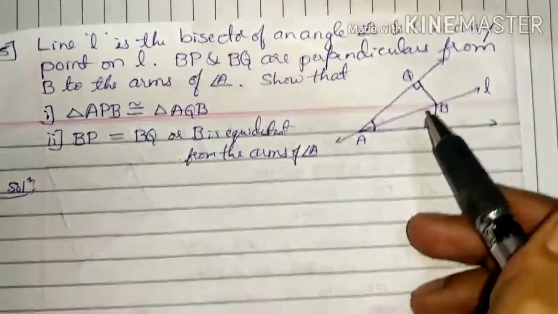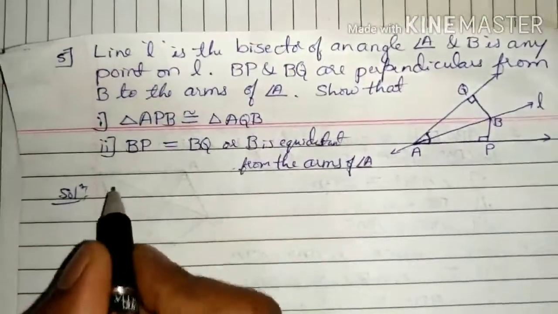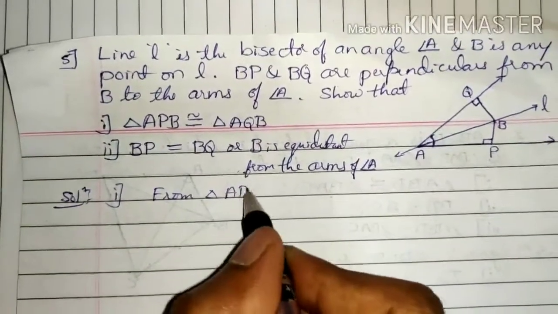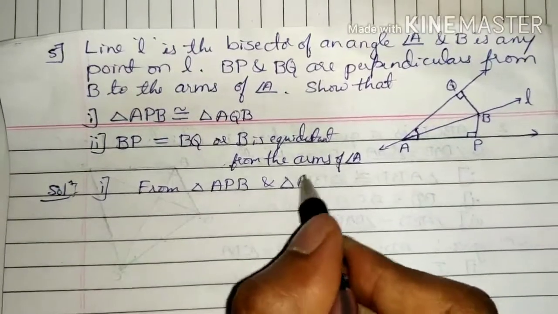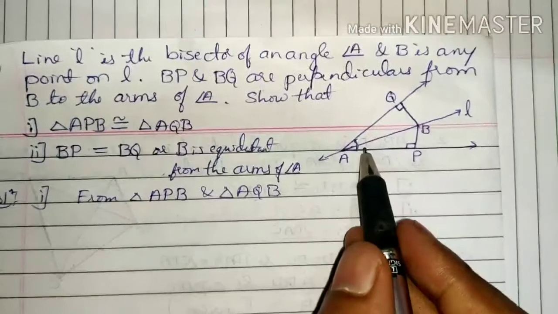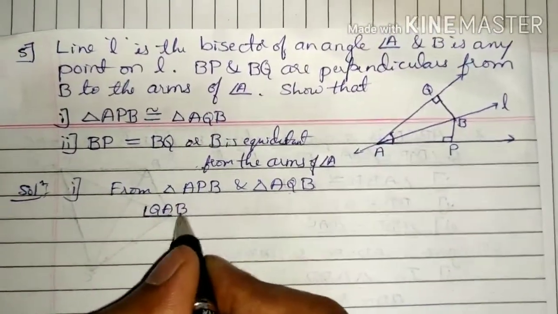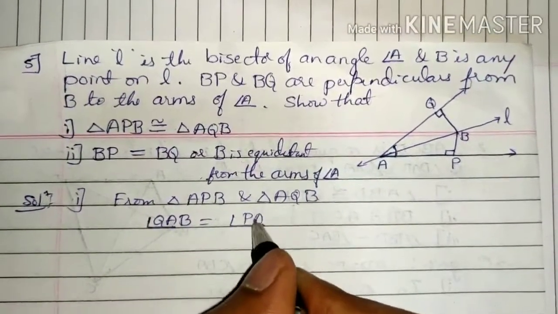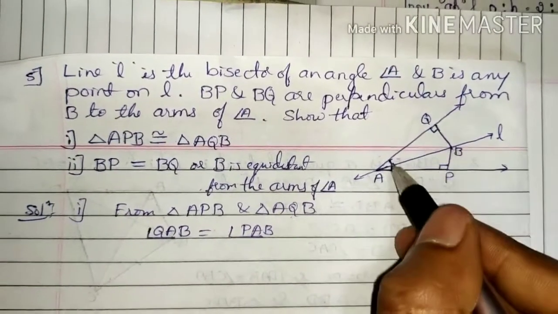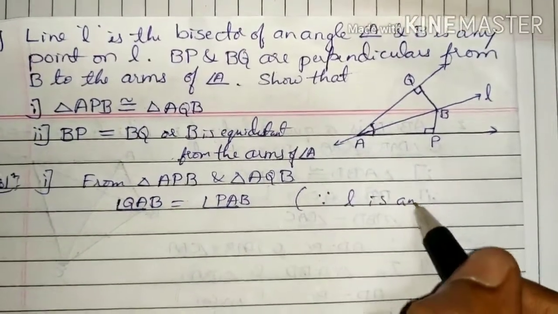Okay, so now what we have to prove, triangle APB congruent to triangle AQB. So first we'll consider triangle APB and triangle AQB. So what are equals? You can see here, angle QAB is equal to angle PAB. Okay, PAB is equal to QAB because L is angle bisector.